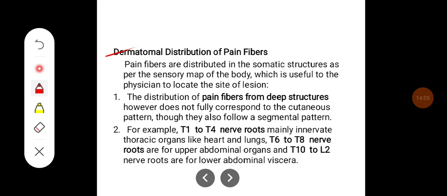Dermatomal distribution of the pain fibers. Pain fibers are distributed in the somatic structures as per the sensory map of the body, which is useful for the physician to locate the site of lesion.